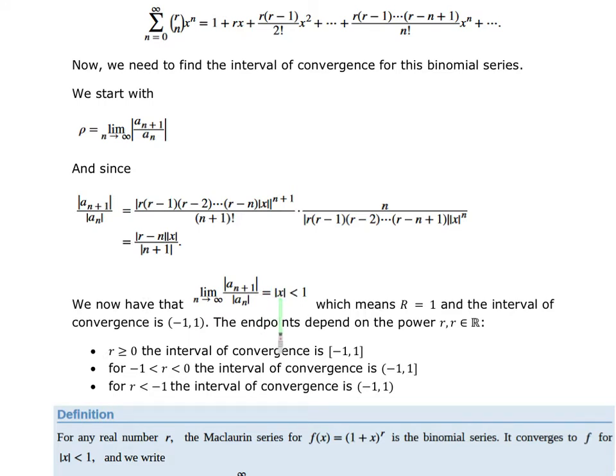And the absolute value of x has to be less than 1, because we know that rho itself has to be less than 1 for it to converge, which means my radius of convergence is 1, and the interval of convergence is from -1 to 1. Whether or not you include the -1 and the 1 at the endpoints depends on the powers of r.